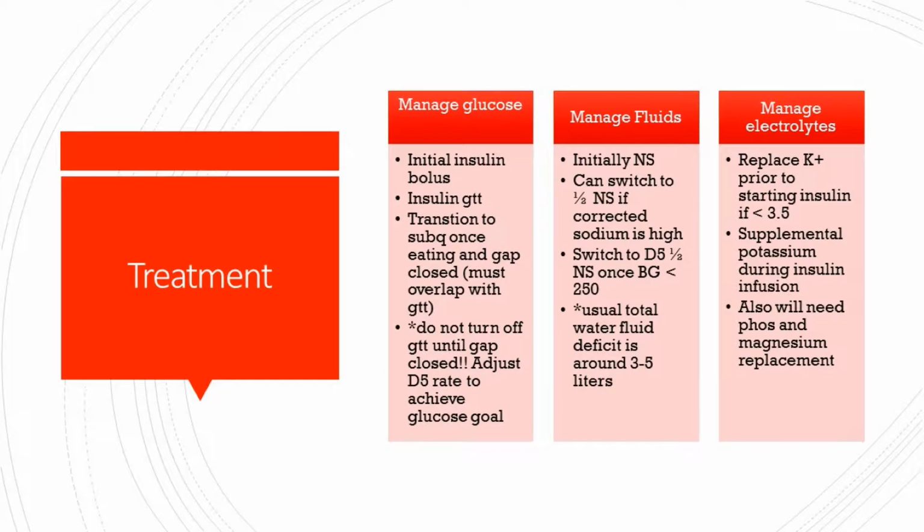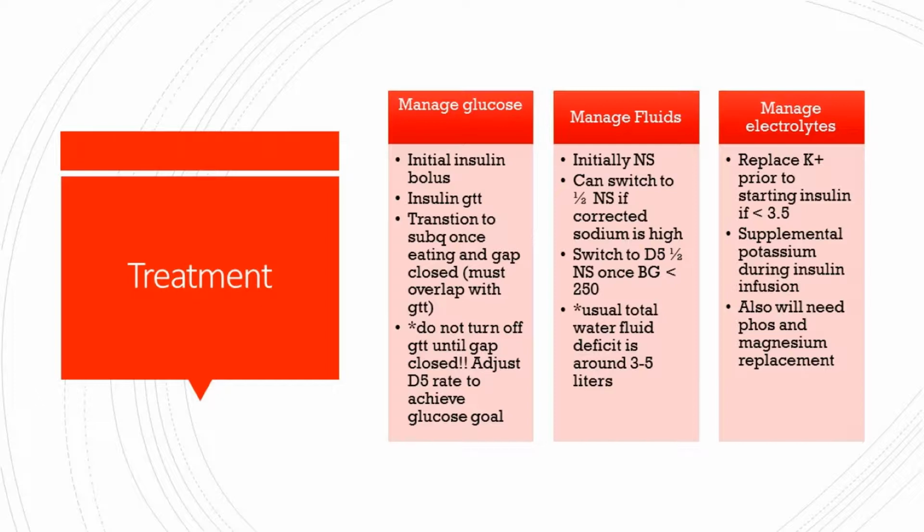And so the three major pillars of treatment for DKA really are manage your glucose, manage fluids, and then manage electrolytes. So managing glucose, once again, this is the biggest thing. Starting with an insulin bolus, it's about 0.15 units per kg, or a 10-unit bolus, and then starting them on a drip. Okay? And one of the things I think we always need to remember is don't turn off the drip until the gap is completely closed. And it's not about the sugars, it's really about the gap.